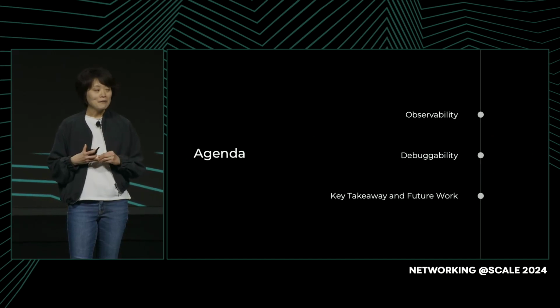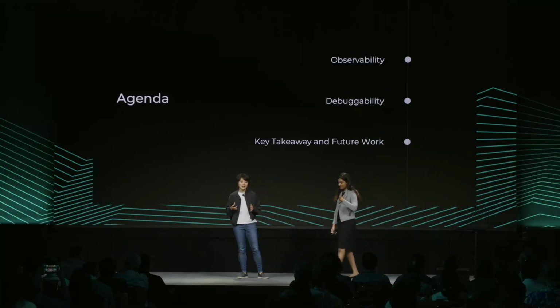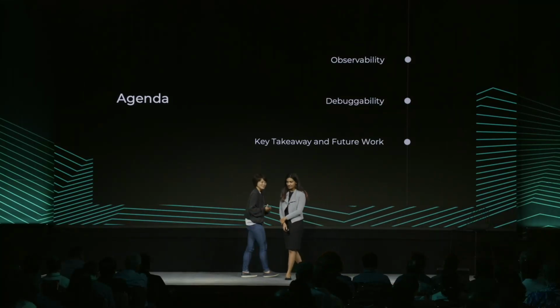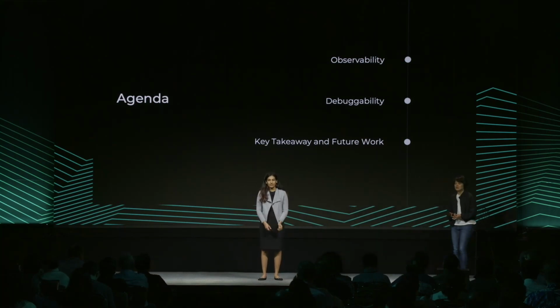So next, I will bring back my partner Ashmitha to take us into the details of the performance part. Thanks, Min. Hi, everyone. I'm Ashmitha Shetty, and I'm a network engineer at Meta. My area of focus is to build tools to debug and optimize performance for large AI scale models.